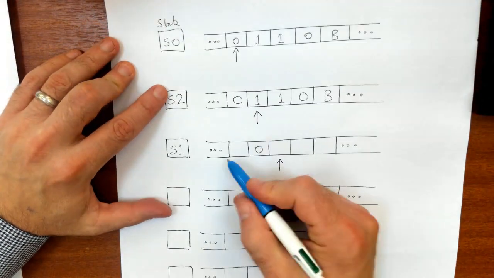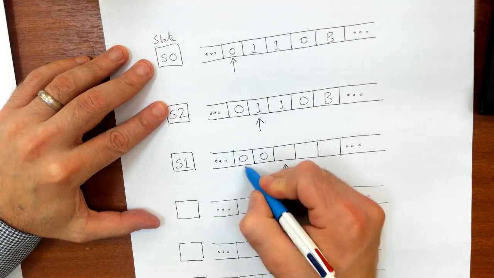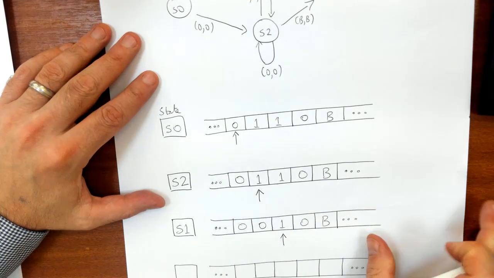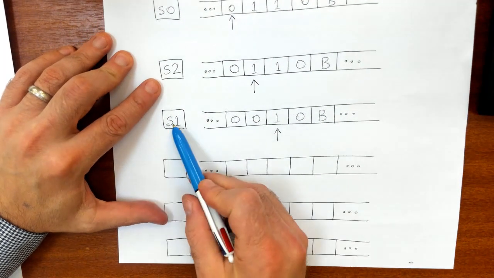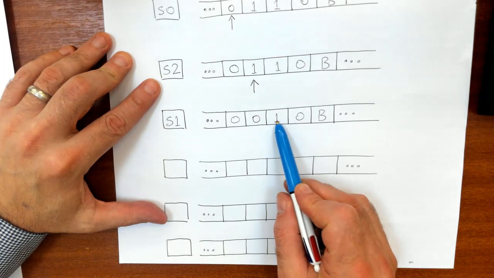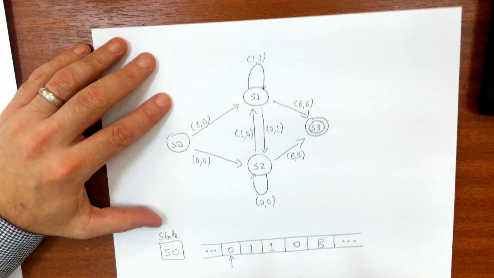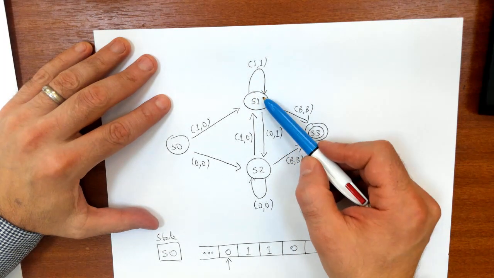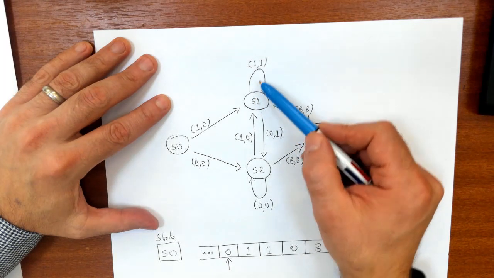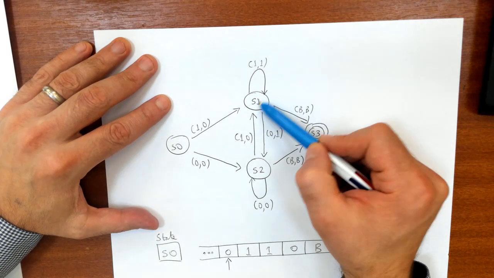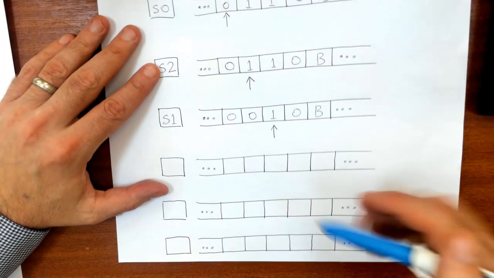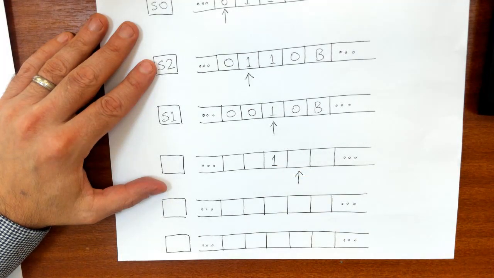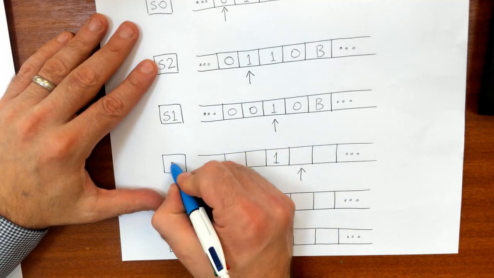Once you've got all of that done, we just complete the rest of the tape: that's a 0, that's a 1, that's a 0, and that's a B. In the next one, we are now in state 1, and we're reading a 1. What's going to happen if we read a 1 in state 1? We're going to do self-reference. If we read a 1, we're going to write a 1, move the tape head one place to the right, and stay in S1.